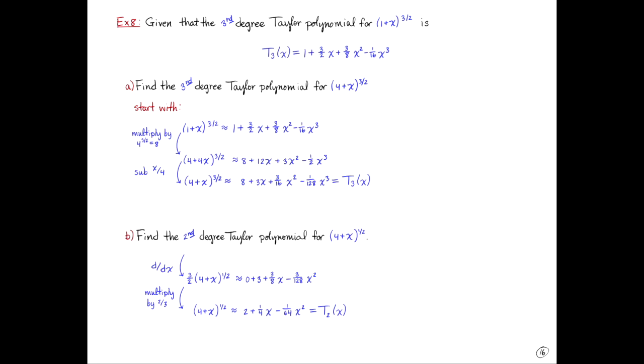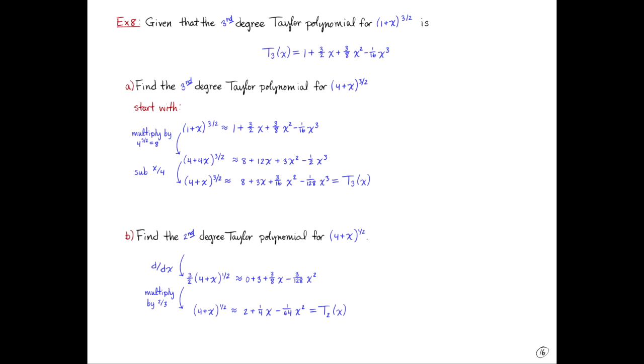They're completely worked out. In example 8, you're modifying a known Taylor polynomial. Notice in part B that you take the derivative. In the examples we did earlier, we only did substitution and multiplication, but you can also use differentiation and integration with Taylor polynomials, the same way we did last week with Taylor series.